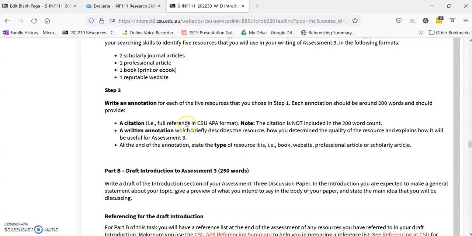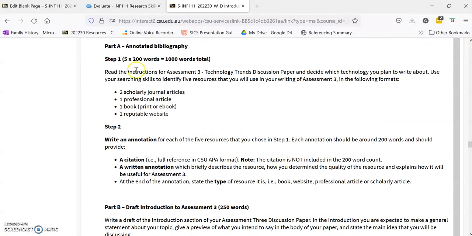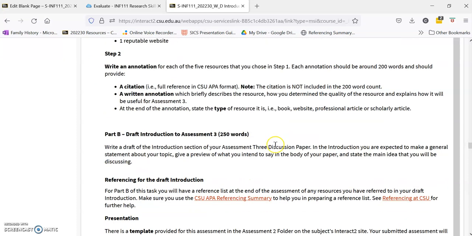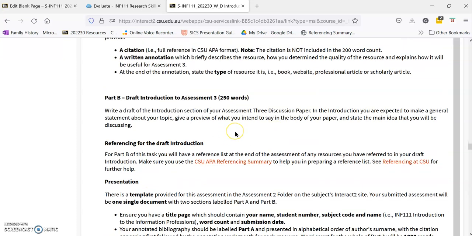Okay. All right, so once you've done that, you have found your resources, you've written your annotations, you will then go on to write a draft introduction to Assessment 3. So this is your chance to brush up on your academic writing and to think about how you're going to introduce your paper in Assessment 3.